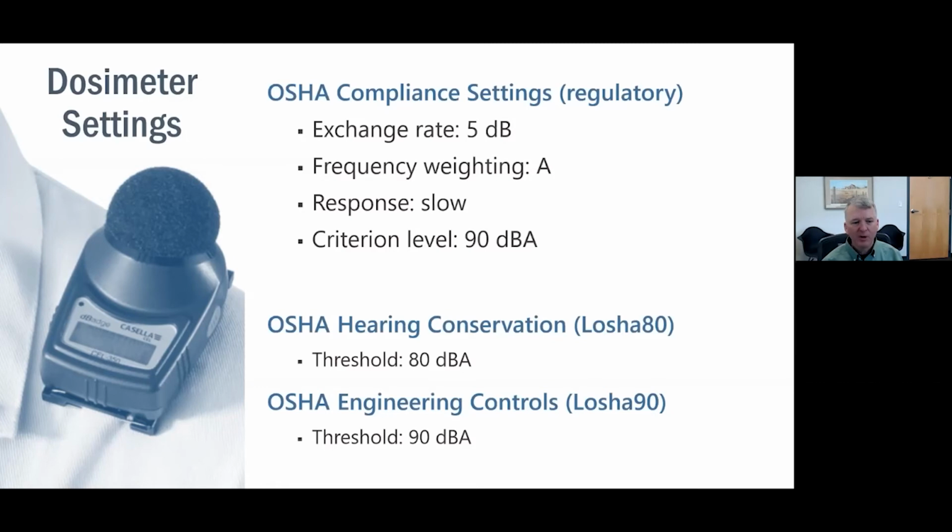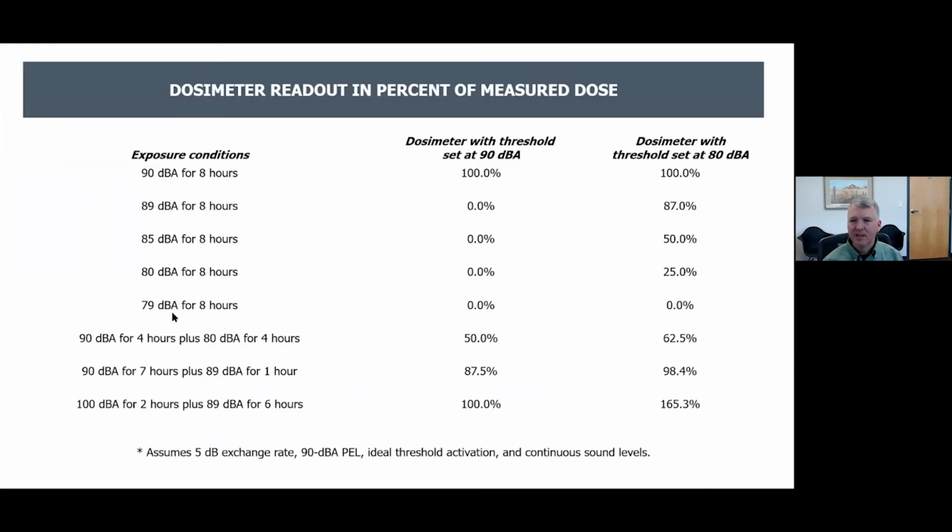OSHA thought it important to account for the time during the workday that a worker was not exposed to noise hazards, which seems kind of odd now, but that's why they chose a 5 dB exchange rate instead of 3, to account for the time that they're taking breaks, that their equipment is down. And at that time, back in the 70s, using a 5 dB exchange rate was viewed as a sufficient way to account for this. So I just thought that was interesting.